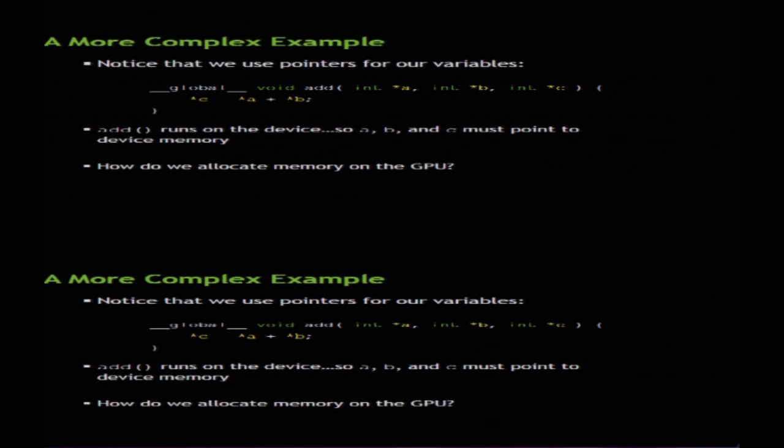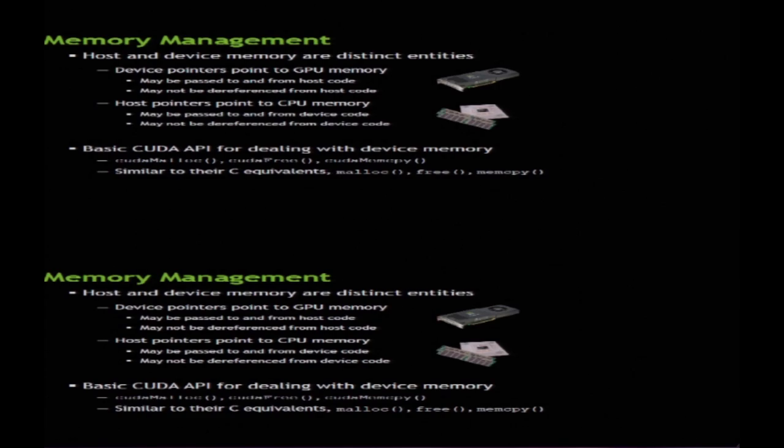We'll use pointers. Like I said, A, B, and C must point to device memory, and the next obvious question is how do you allocate that memory? Remember, we've got two different memories here, so you have to allocate in both places and then copy data back and forth. These device pointers point to GPU memory, and you still have to manage them on the host side. So you get a handle back, and that handle is represented by that pointer.